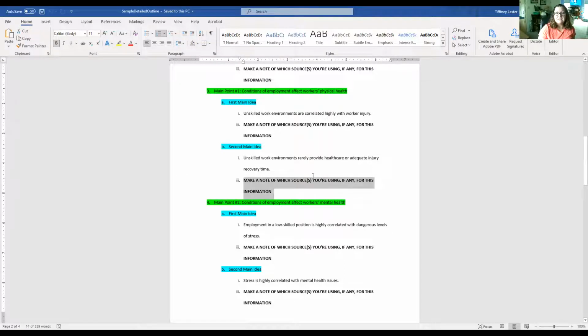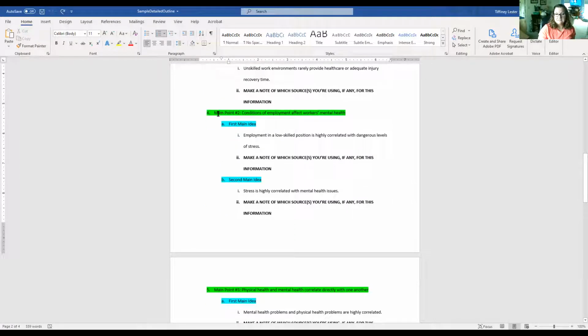So I can see right now that our first main point will have at least 2 paragraphs. The first paragraph is going to be on this information. The second paragraph is going to be on this information. That's possible. This isn't my paper. It's possible that the first main idea might need 2 paragraphs, and maybe the second main idea here only needs 1. But at the very least, I can see that my first main point will have at least 2 paragraphs: 1 for my first main idea, 1 for my second main idea.